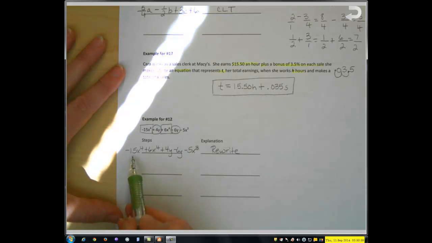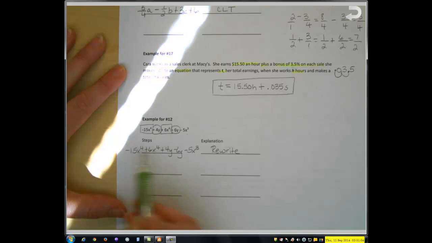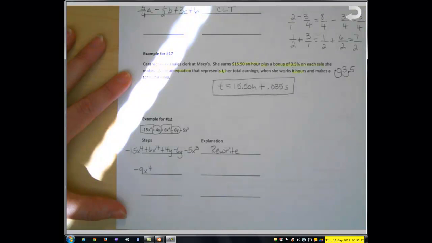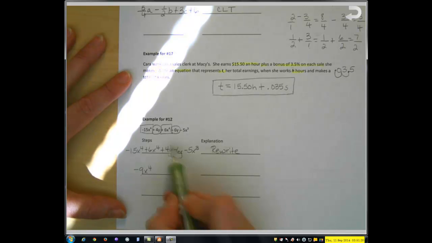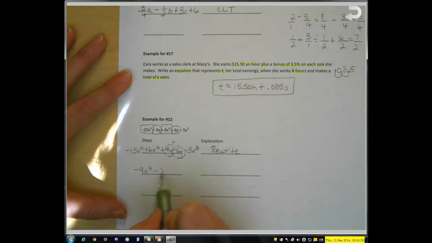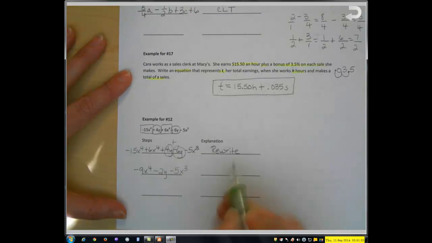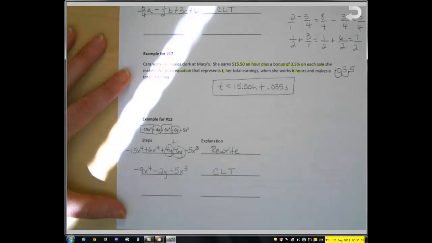So now we want to combine negative 15x to the 4th plus 6x to the 4th. So let's add our coefficients. Negative 15 plus 6 is negative 9, and then we bring down the x to the 4th. Notice that the variable and the exponent both stay the same, only the coefficient changes. Now we're going to do 4y plus negative 6y, which will give us negative 2y. Now we bring down the negative 5x cubed. So that was our combining like terms step.